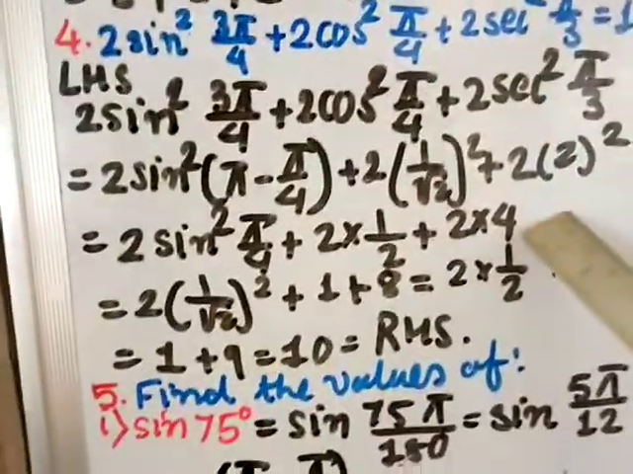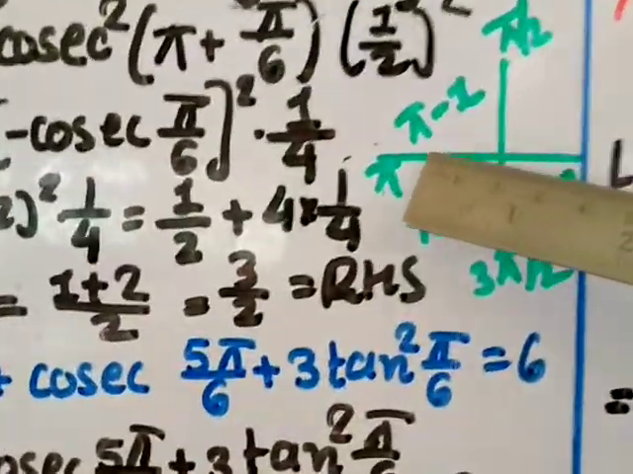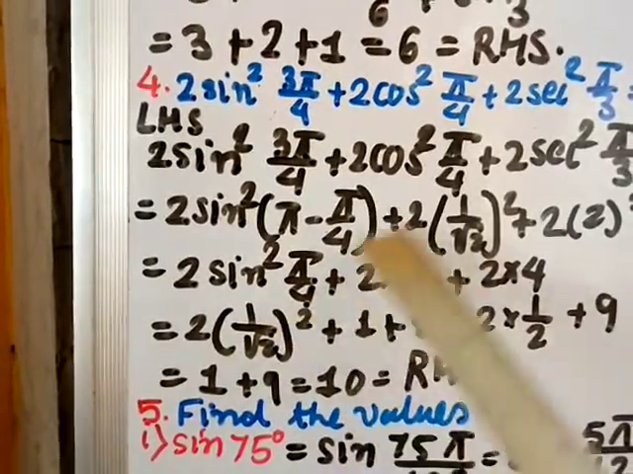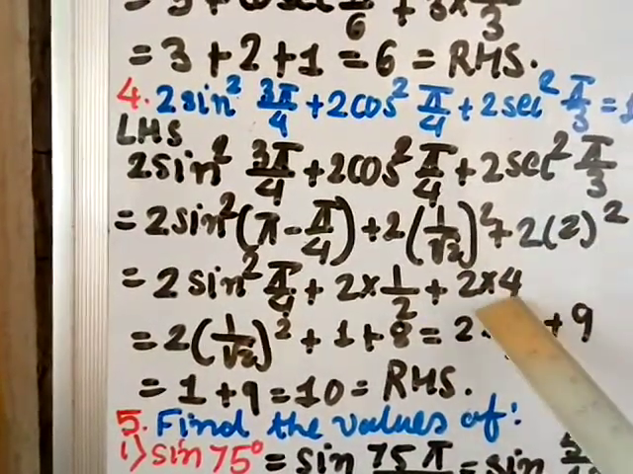So put here 2 square. So here now pi minus pi by 4. Which quadrant? This is the second quadrant. And in second quadrant sine is positive. So sine will come plus. So we get here 2 sine square pi by 4 plus 2 into 1 by root 2 square is 1 by 2 plus 2 into 2 square is 4.